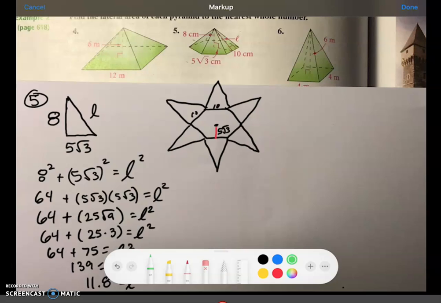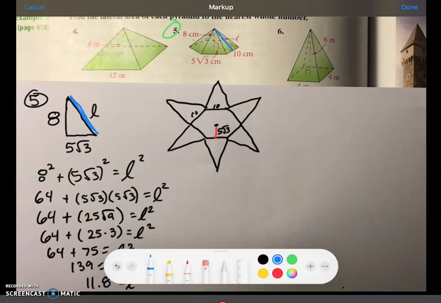Number 5 here. We kind of drew the net already, but what we've got to figure out right at the get-go, and hopefully you can see it inside this picture, is that there is a right triangle right here. And we have to figure out this blue line, the slant height, L. Okay, I redrew that triangle down here, and here would be the blue line.